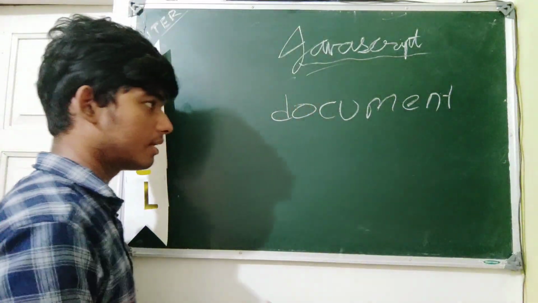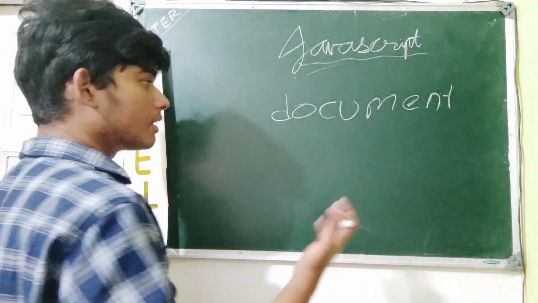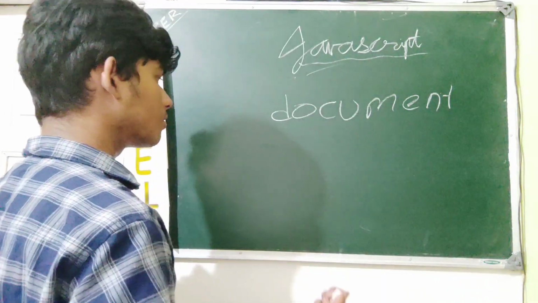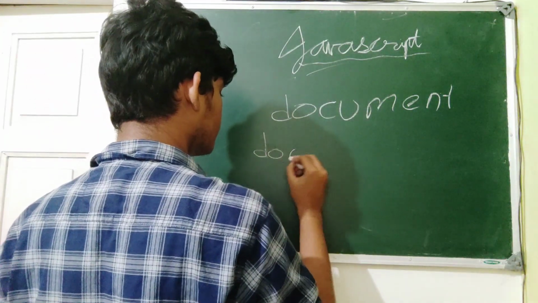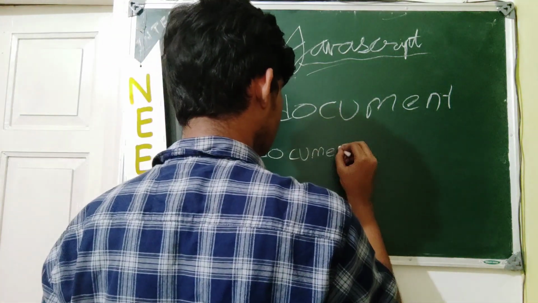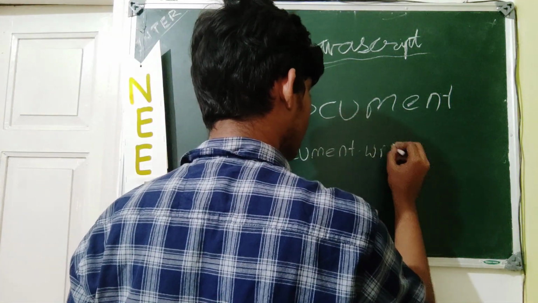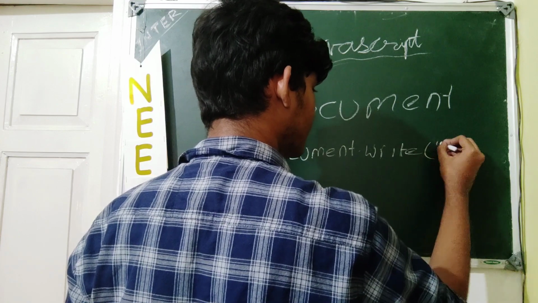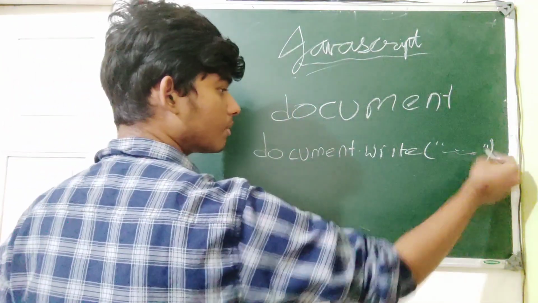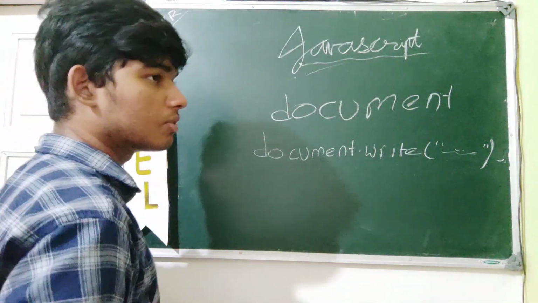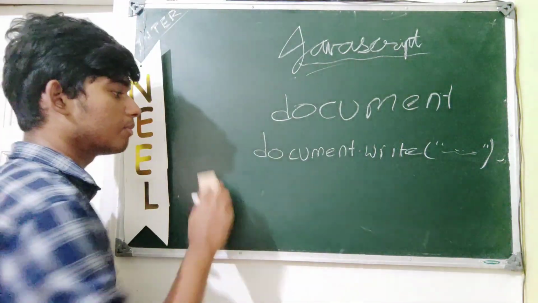Now coming to document, when you're writing a document or using it in a code, it is seen by the public. So you can just say something like document dot write, and you can write something in the brackets, and it is seen by the public. Semicolon. So you can use document to write comments that can be seen by the public.